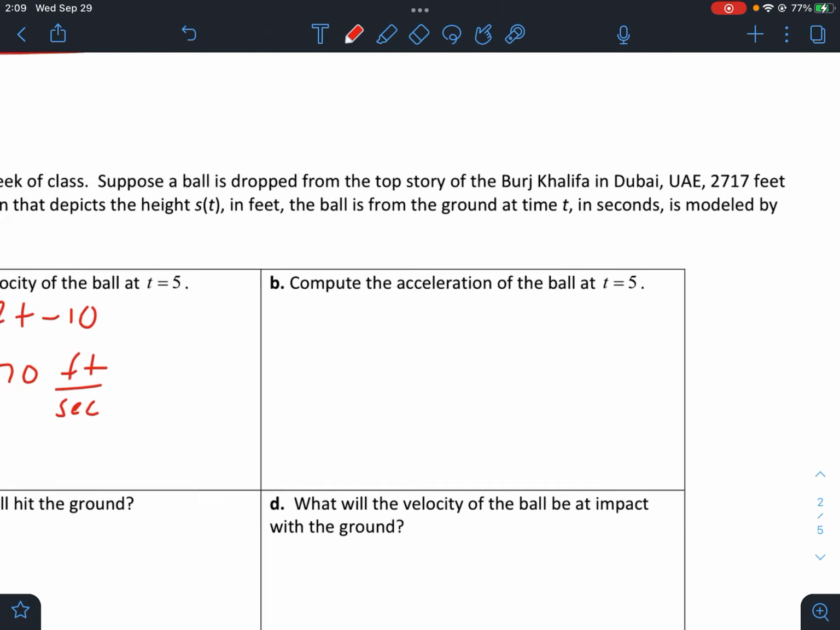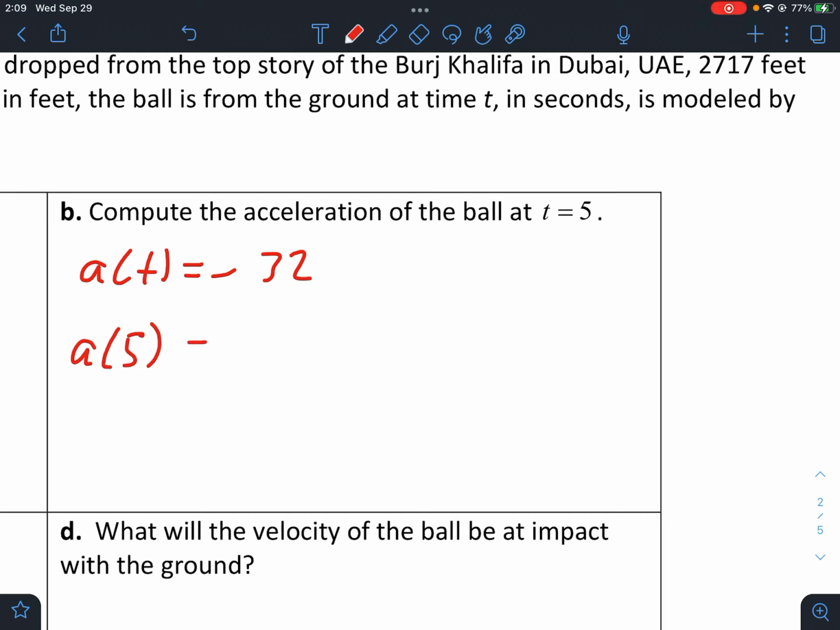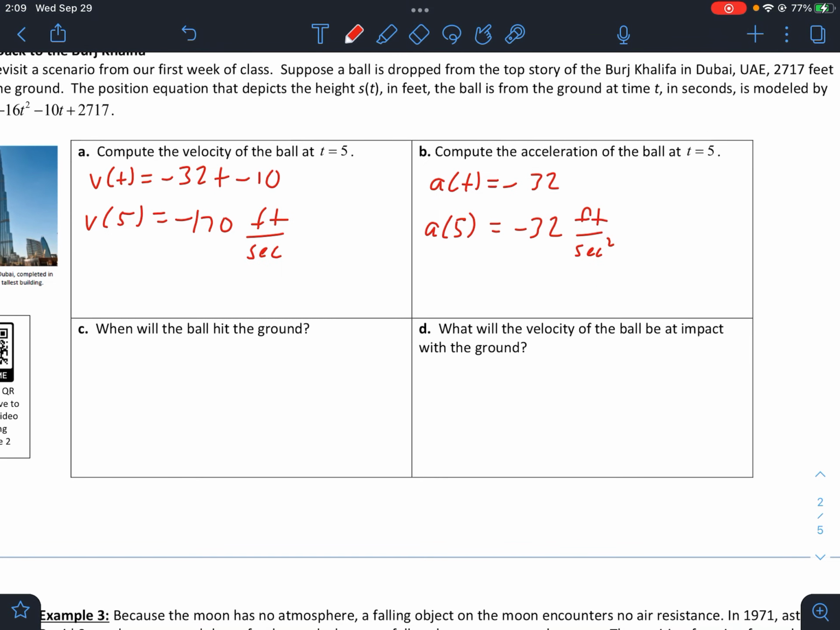B says compute the acceleration. Okay, well now we need to take the derivative of the velocity. The derivative of the velocity is your acceleration, and that's just negative 32. So the acceleration at any time, specifically at 5, would be negative 32 feet per second squared.